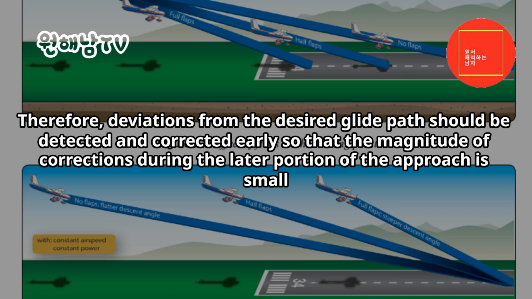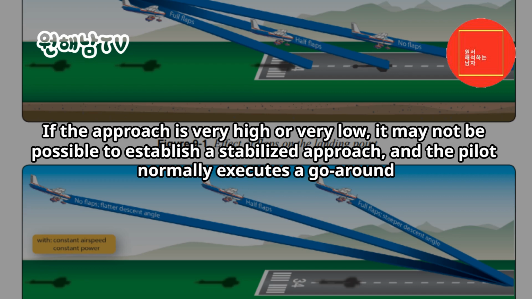Therefore, deviations from the desired glide path should be detected and corrected early, so that the magnitude of corrections during the later portion of the approach is small. If the approach is very high or very low, it may not be possible to establish a stabilized approach, and the pilot normally executes a go-around.